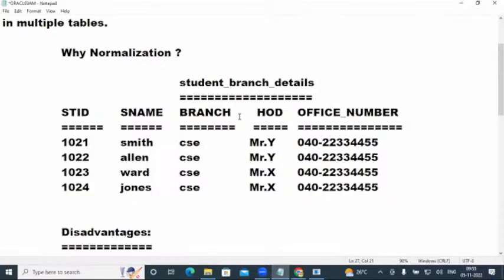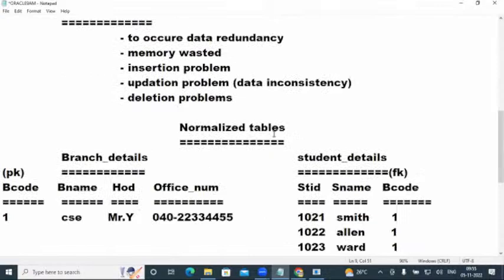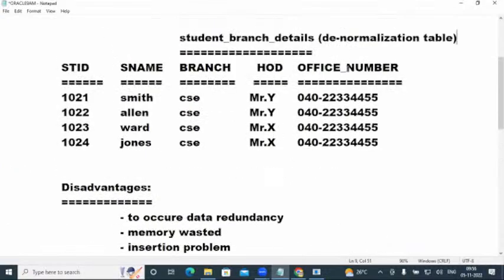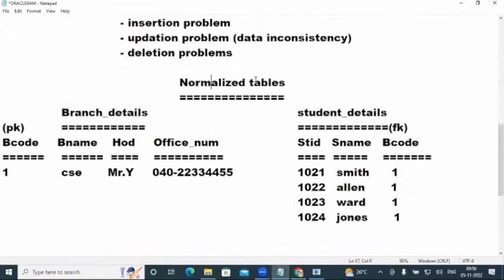When you store data like this, the table is called a denormalization table. This is a denormalization table, and these are normalized tables. That's why denormalization tables are not accepted in real companies. Every denormalization table is immediately converted into normalized tables. Got my point?